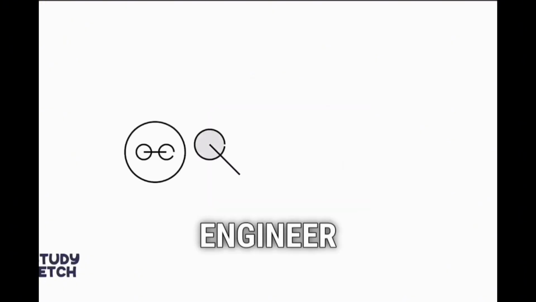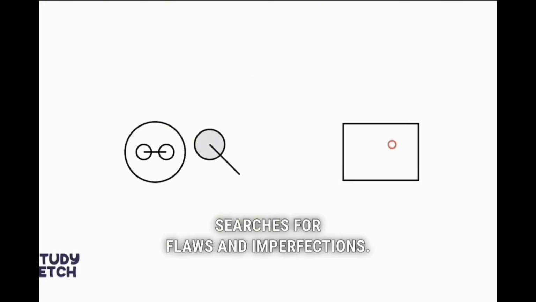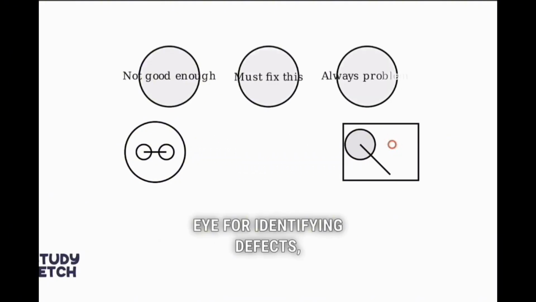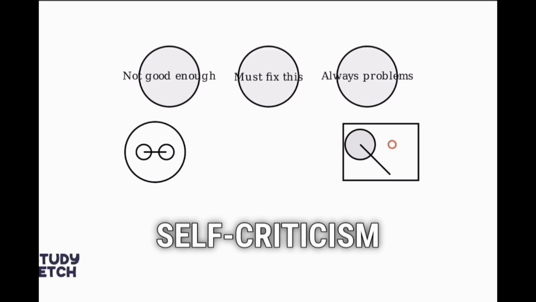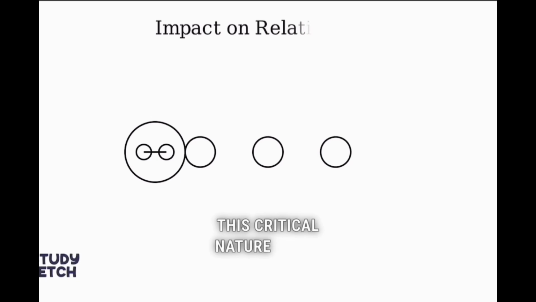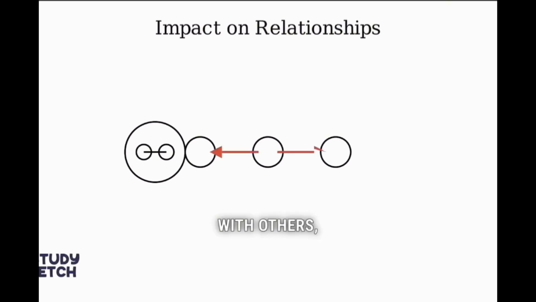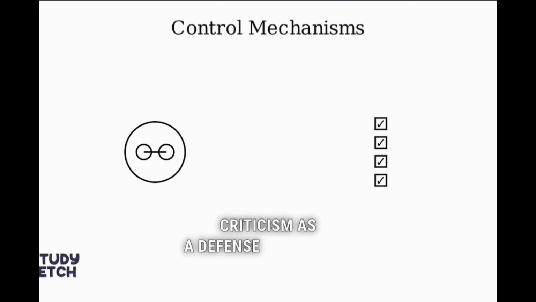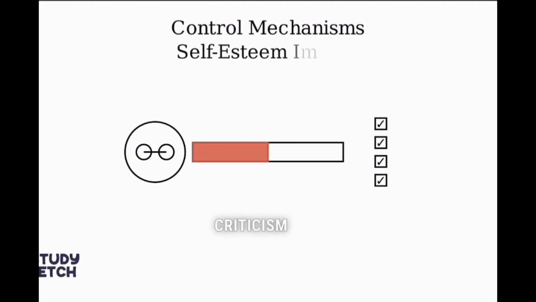The critical engineer constantly searches for flaws and imperfections. They develop a sharp eye for identifying defects, leading to frequent self-criticism and criticism of others. This critical nature often affects their relationships with others, creating distance and tension. The critical engineer uses criticism as a defense mechanism to maintain a sense of control. However, this constant criticism can significantly impact their self-esteem and self-worth.